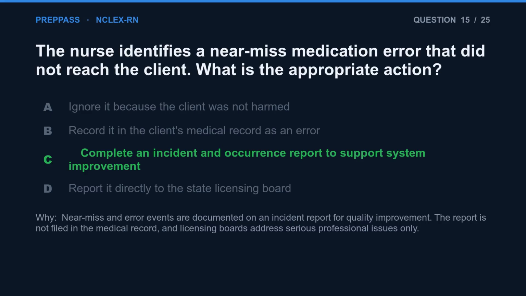The correct answer is C. Near miss and error events are documented on an incident report for quality improvement. The report is not filed in the medical record, and licensing boards address serious professional issues only.